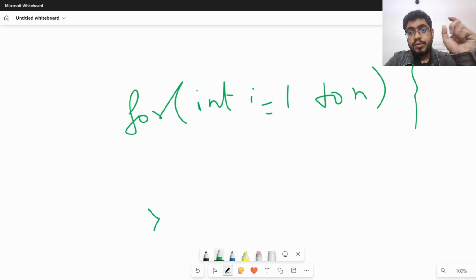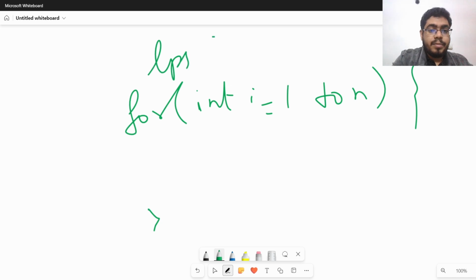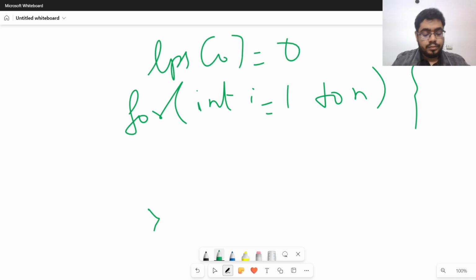By the way, for 0th position specifically, because it's a proper part, LPS of 0 has to be 0. It cannot be anything else, because if I take even one character, then it's the entire string, right? So LPS of 0 by default is 0. So we just compute the results for 1 to n.